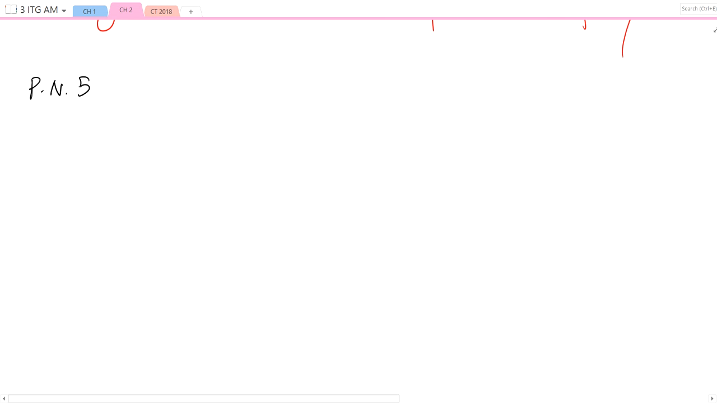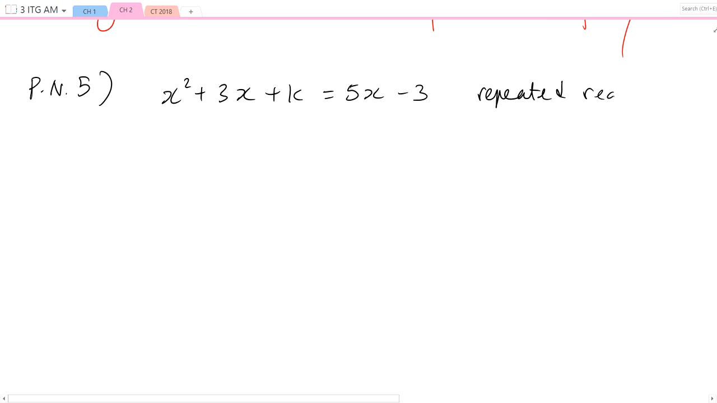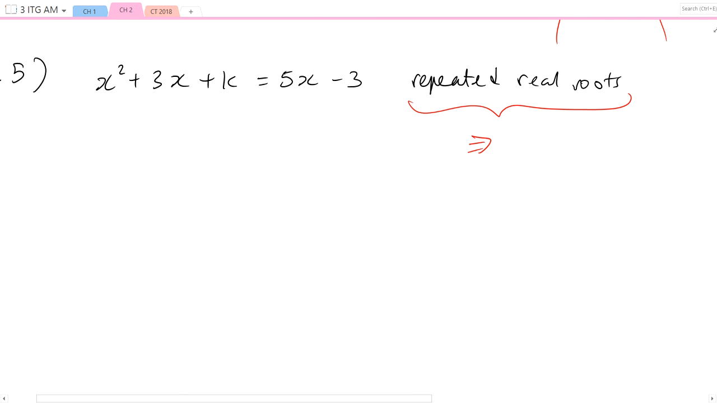Okay, let's take 30 seconds to read the question. Equation x squared plus 3x plus k equals 5x minus 3. It has repeated real roots. Okay, when you see this, immediately what comes to your mind? Okay, it intersects once. What else? What is equal to 0? Discriminant.